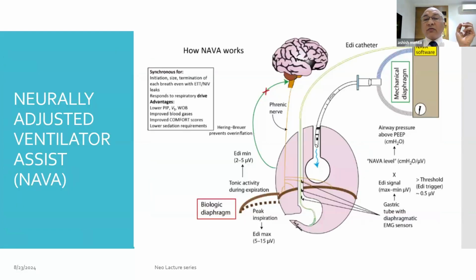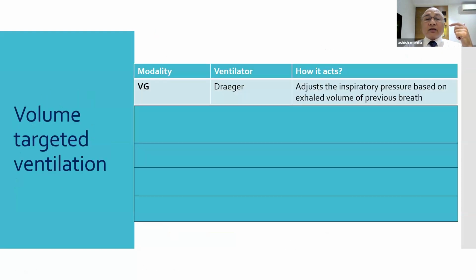Another mode, NAVA, we will not go into detail because it is not available or not feasible. NAVA is the one where the sensor, which is there in the middle of the esophagus, will pick up the diaphragmatic activity. And based on diaphragm activity, the message is given to the ventilator and a positive pressure is delivered. That's about that. We'll not go into detail at this stage.